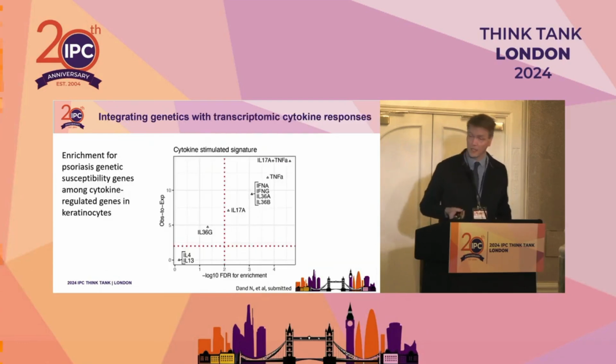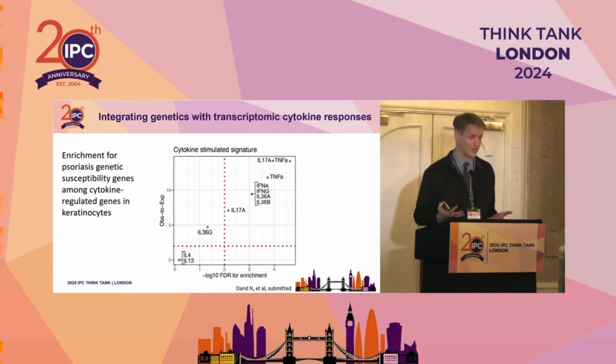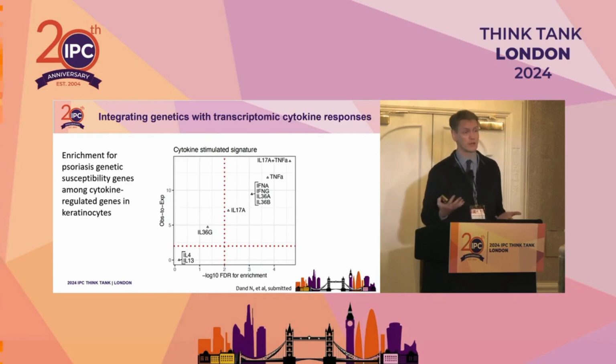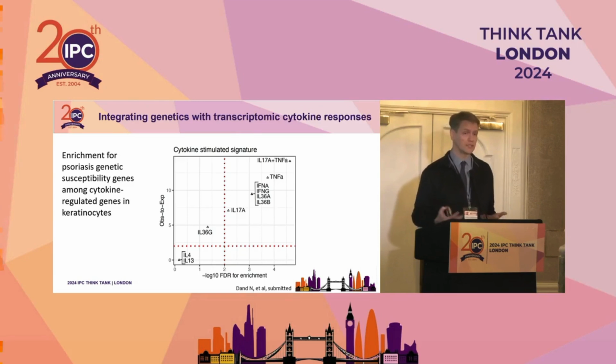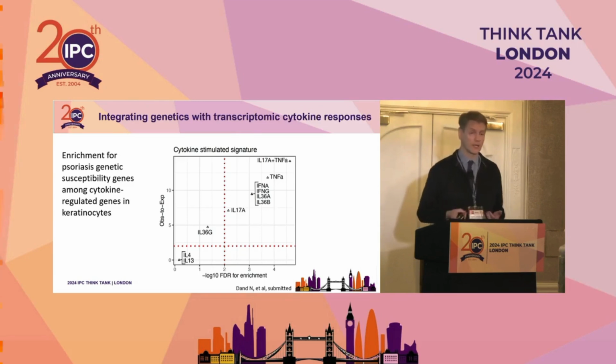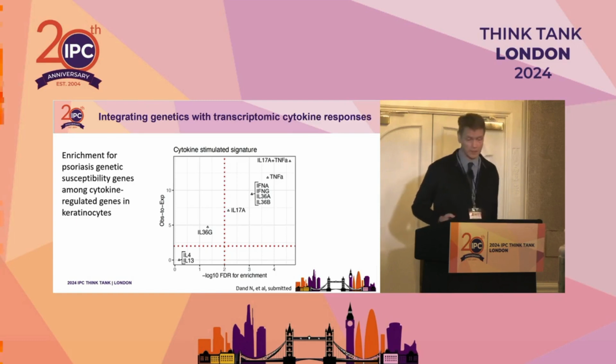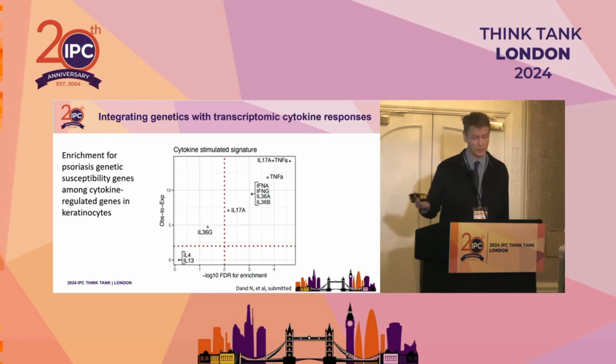You can also look at it in terms of the different signaling. So here we're using bulk RNA sequencing of cytokine-stimulated keratinocytes. And we're looking at the downstream signaling, the genes that are induced in keratinocytes by these various cytokines, and then linking that back to the different genetics. So we're looking at the log FDR of the enrichment and then the observed to expected ratio.